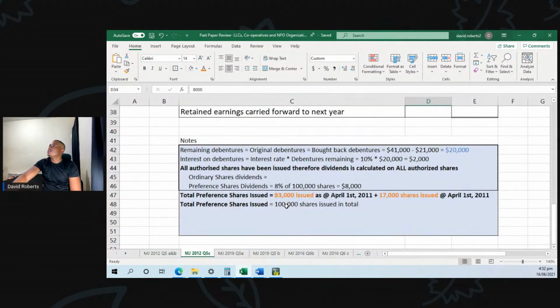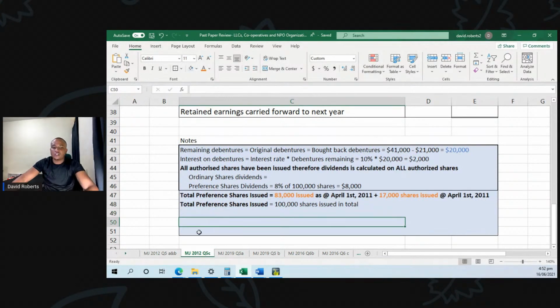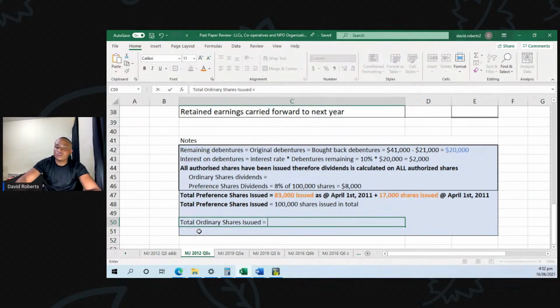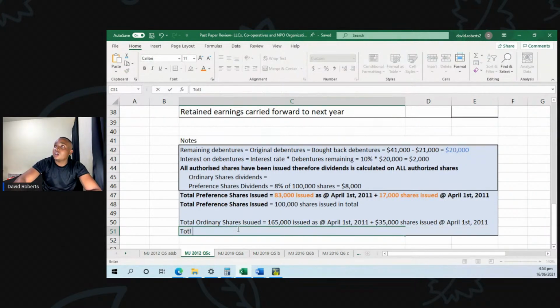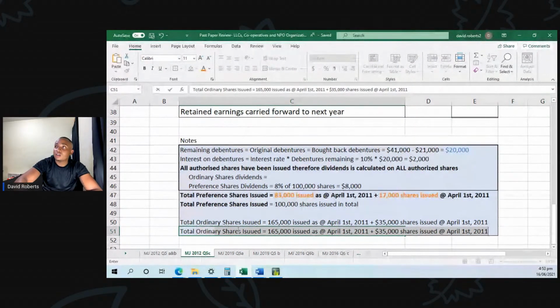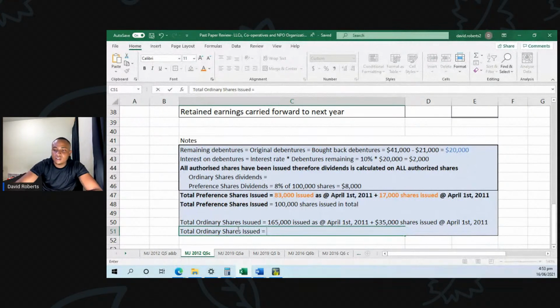Yeah, this it, right? So for the total ordinary shares, let's go for the total ordinary shares issued is equal to, we have 165,000 shares issued as at April the 1st, 2011, and we have to add the 35,000 shares issued on April the 1st, 2011, and so therefore we have total ordinary shares issued. How much is the total ordinary shares?